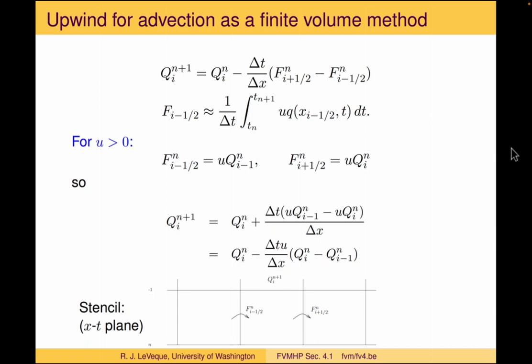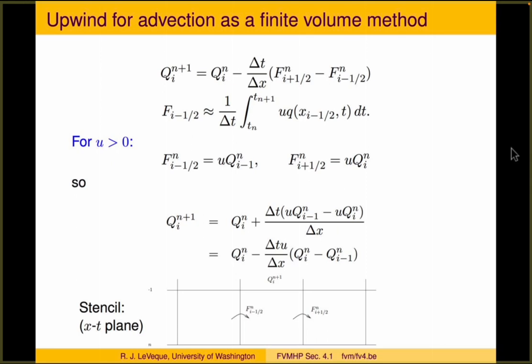So if we go back to the advection equation, we can write that as a finite volume method in this framework, where the flux now should be some approximation to the integral in time of the flux, which is just u times q for the advection equation. So it would be an approximation of the flux at the left edge that would give us the F_{i-1/2}, and we'd integrate from t_n to t_{n+1} and divide by delta t.